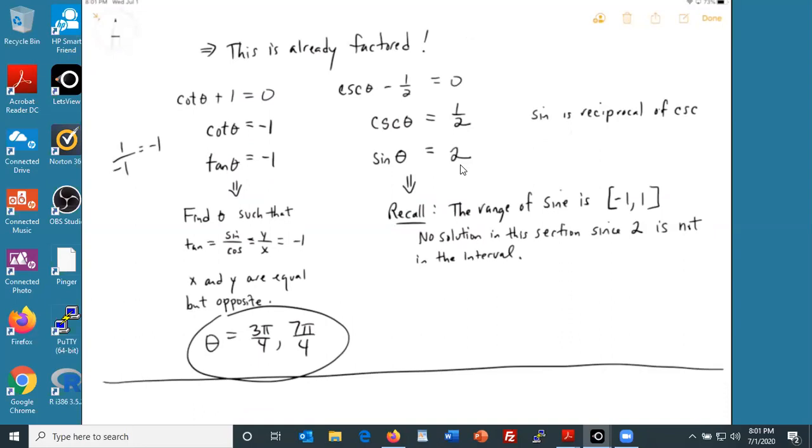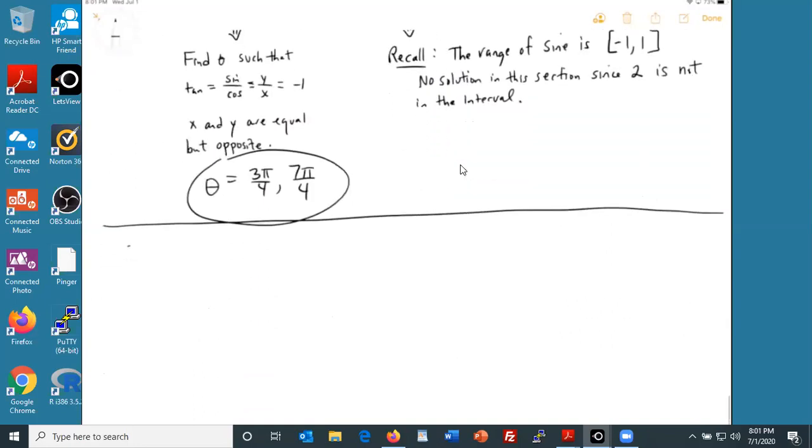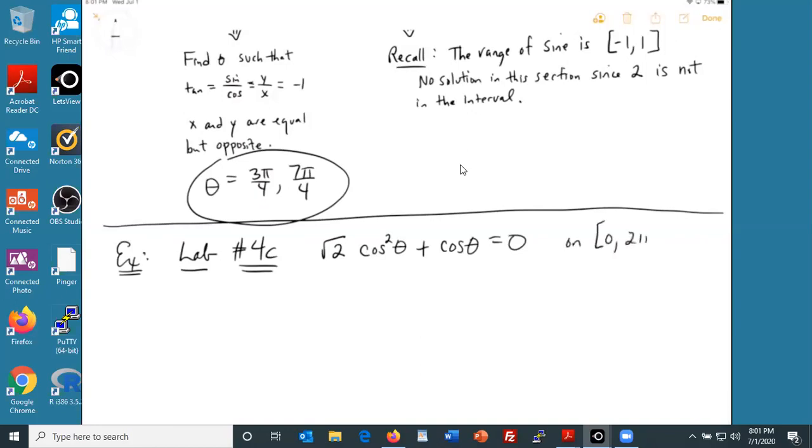All right, so what I would like to do for you now is one more example here before you go to the next part of the lab. In fact, from the lab, I'm going to do one problem. So I'm going to do problem 4C, which is going to be the next set of problems that you're going to do. So you're going to have 3 to do for me. So let's do 4C together. So that is solving the square root of 2 cosine squared of theta plus cosine theta equals 0. And note that the directions do say on 0 to 2 pi.